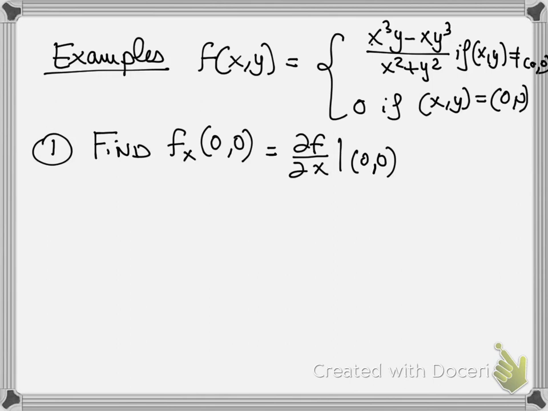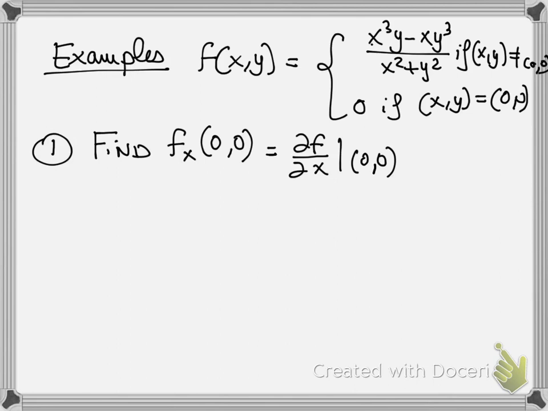So what's this function f? F is given by this rational function here, x cubed y minus x y cubed, etc., if xy is different from 0, 0. And it's equal to 0 if xy is equal to 0, 0. So what's the derivative of f with respect to x at the point 0, 0?